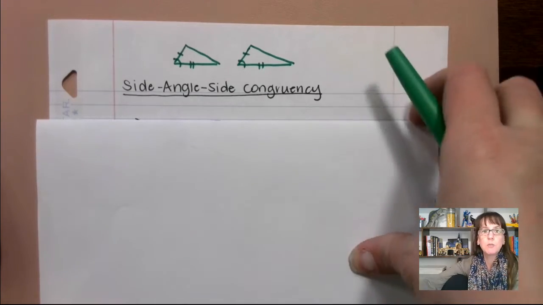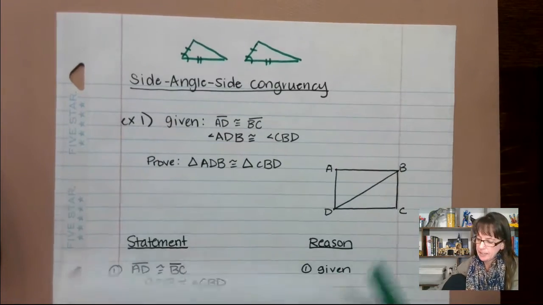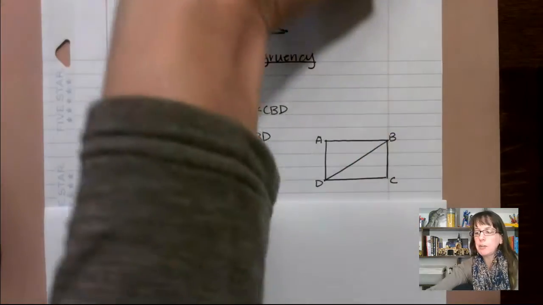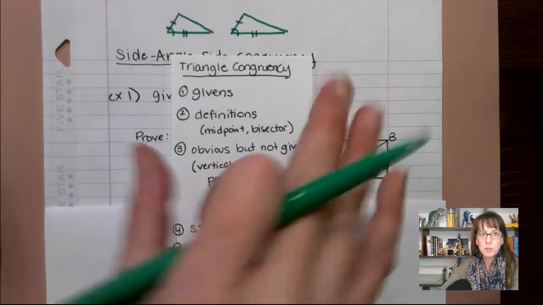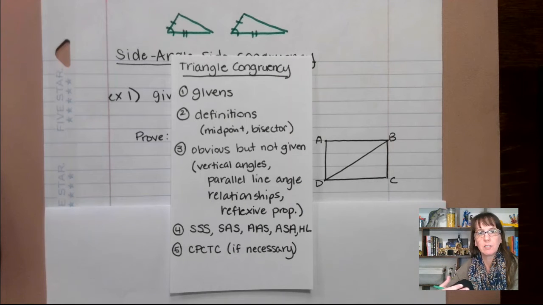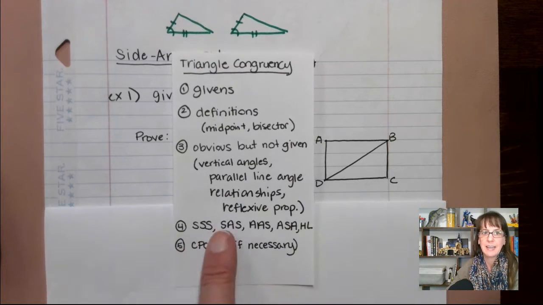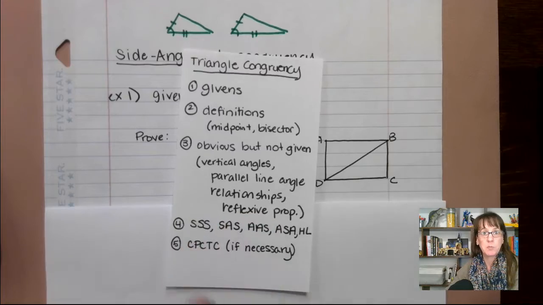So let's use this in a proof. All right. So before we go any further, these are my notes for triangle congruency proofs. Just write them down. We're going through them as we go through these various side angle side proofs, and I'll explain them as we go along.